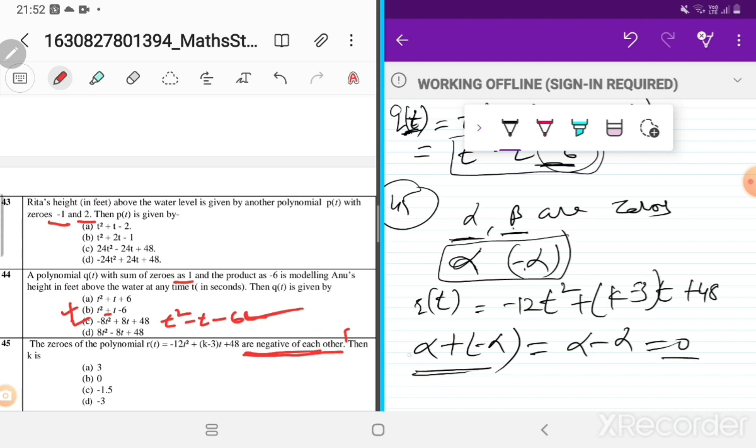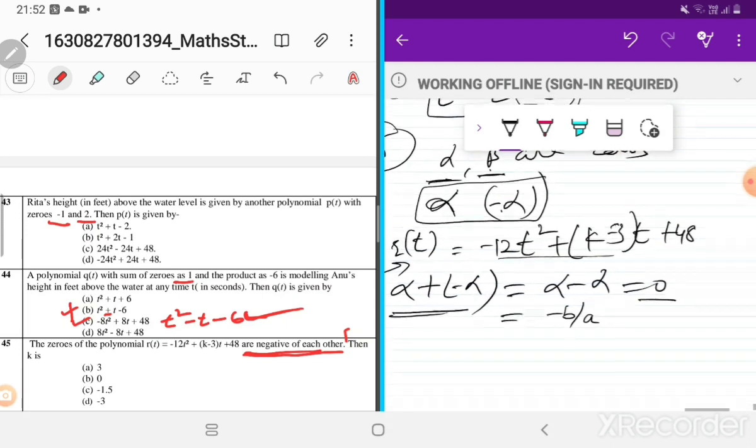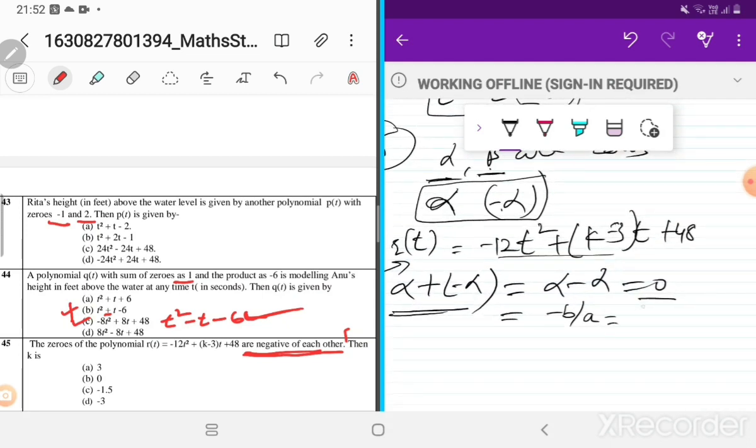Now I am comparing it with my equation. From the equation, what is my sum of the roots? My sum of the roots will be minus b upon a. So minus b upon a is what? The coefficient of x, or you can say the coefficient of t, that is k minus 3, upon a, which is minus 12. So this is my sum of the roots. But the sum of the roots I got is 0, because one root is the negative of the other. So my result is that this one is 0.